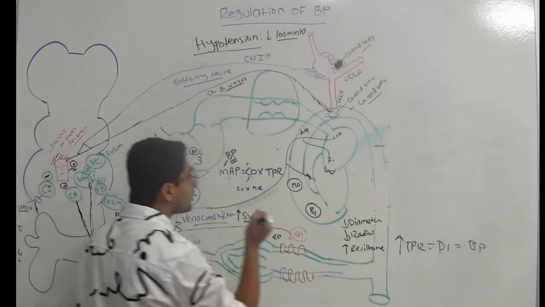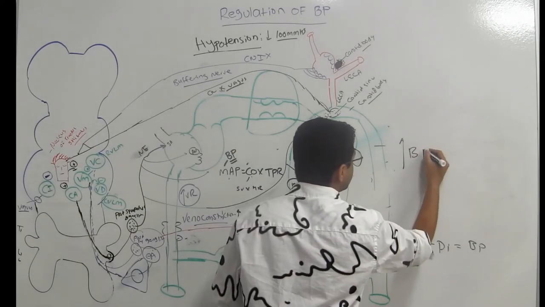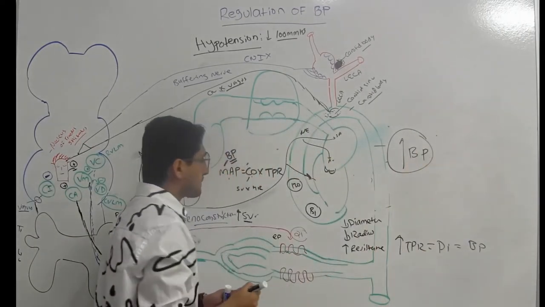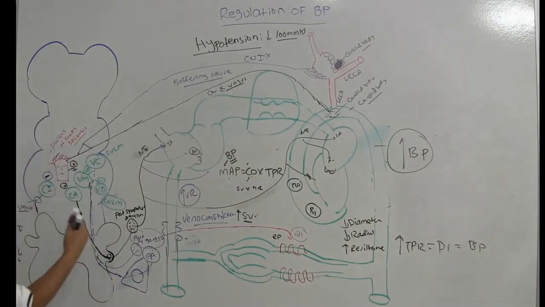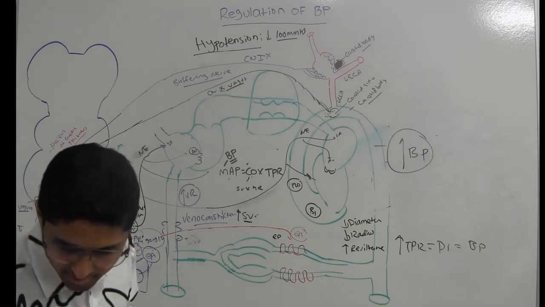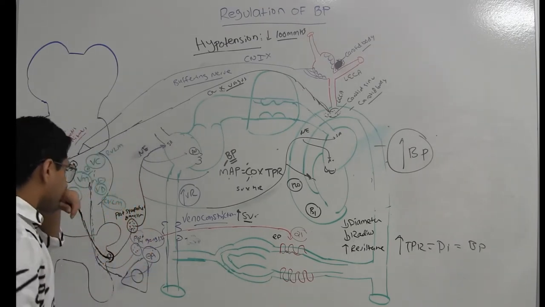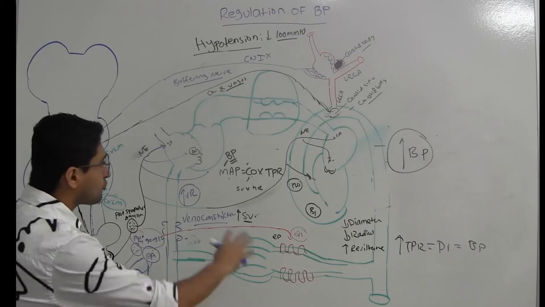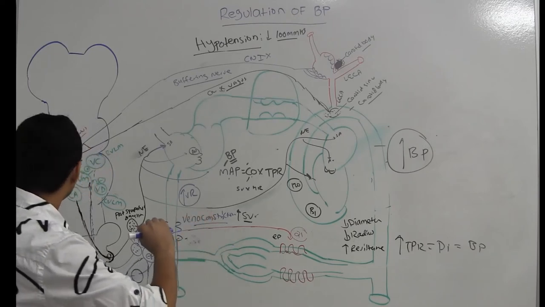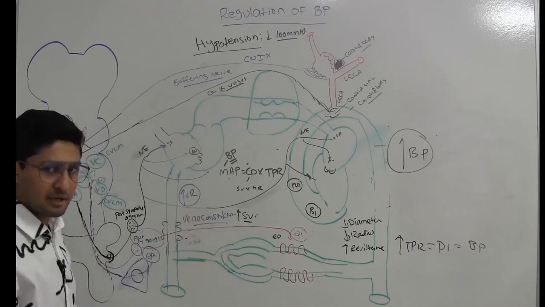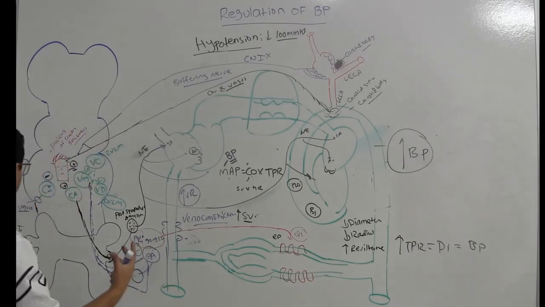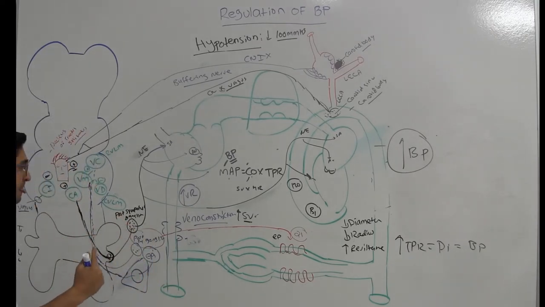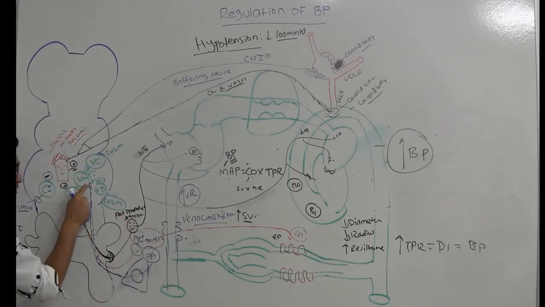But remember, right now we're trying to increase your blood pressure. Okay, that is what is happening now. This is a neuronal way of increasing your blood pressure, right? Now, what else is going to happen? So far we talked about how the neurological controls increase the blood pressure. Remember one more thing: we talked about the cardiac center and the vasomotor center.